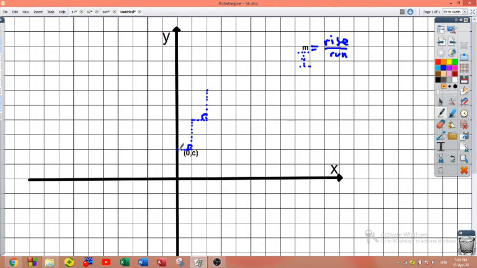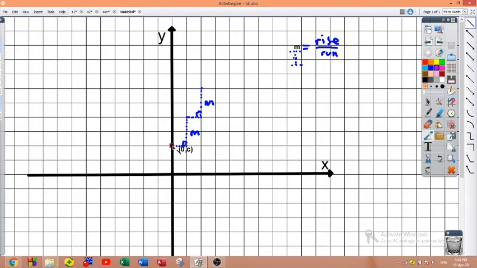What I did here, I used the gradient m as rise and run. Run is 1, rise is m. This will be up m. Now I can draw the line, starting from here, crossing these points, and this is my line. What I did here, I used the gradient as rise and run, and I drew my line.